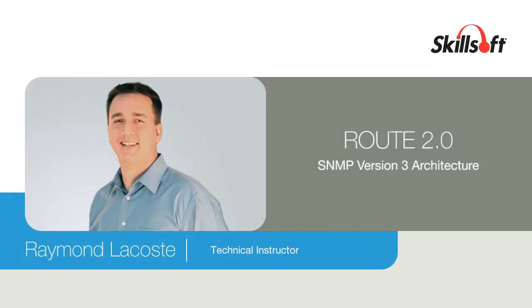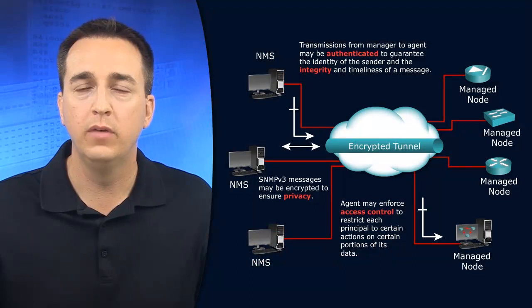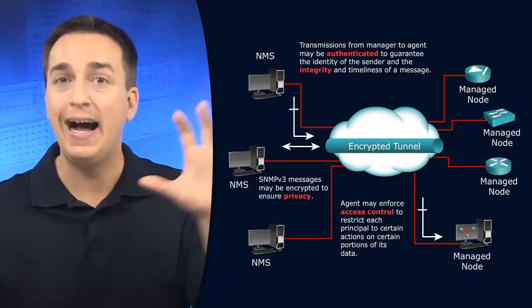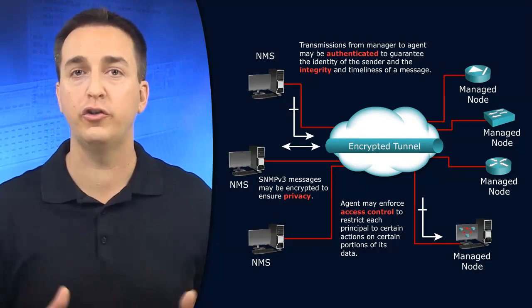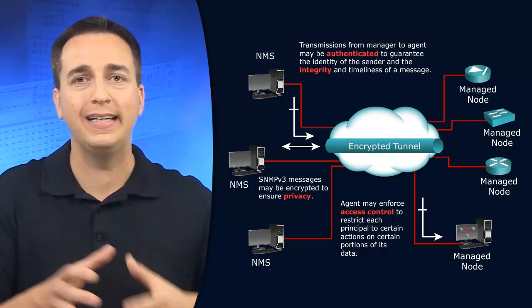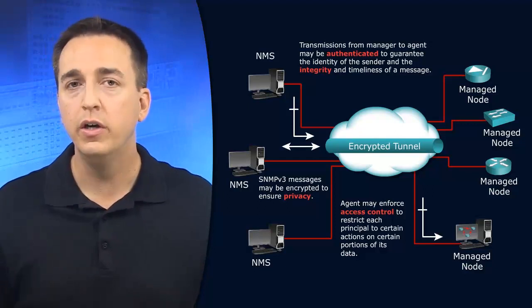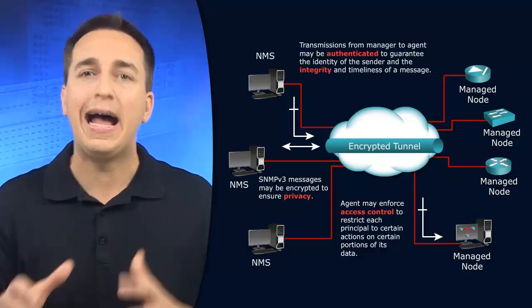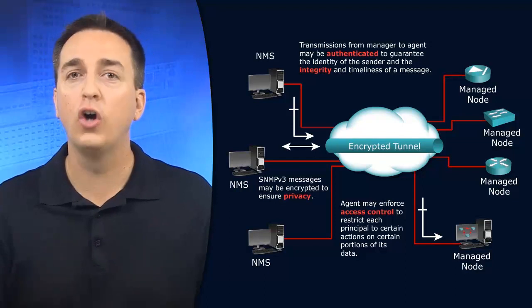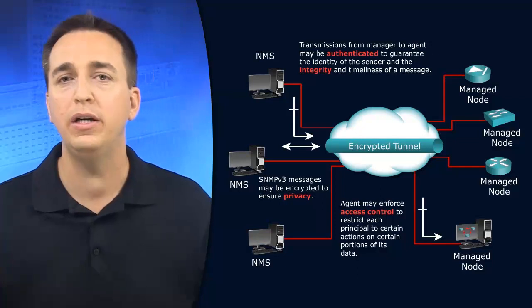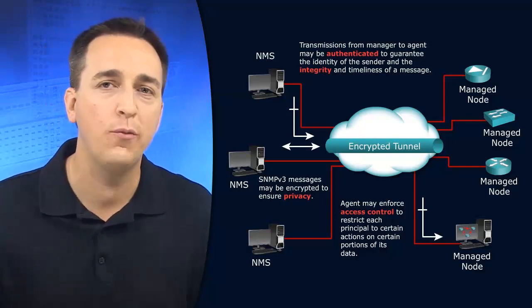Why should you use SNMP version 3? Because SNMP version 3 is going to give you authentication at a higher level than SNMP version 1 or version 2. Because now instead of just sending clear text community strings or usernames, we can send hashed messages across for authentication purposes. We have the ability to maintain the integrity of the data while it's in transit.